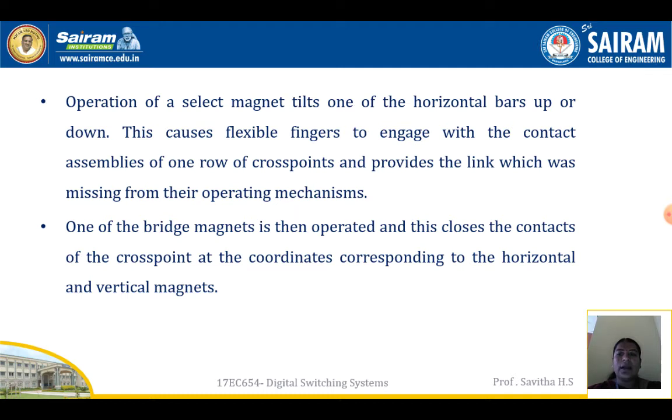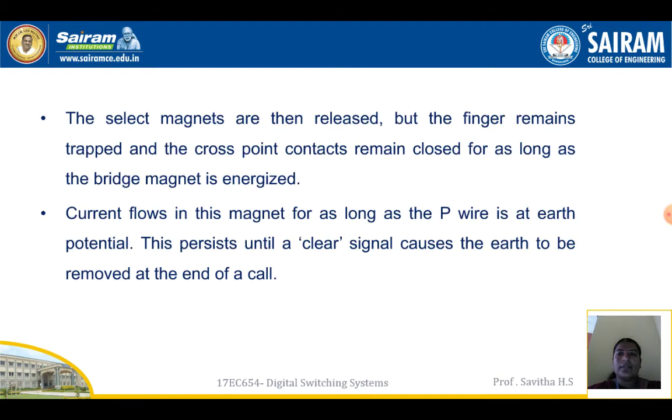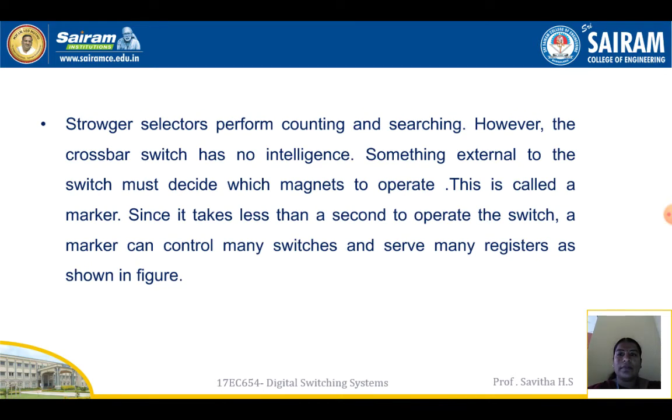One of the bridge magnets is then operated, and this closes the contact of the cross point at the coordinates corresponding to the horizontal and vertical magnets. The select magnets are then released, but the finger remains trapped and the cross point contacts remain closed for as long as the bridge magnet is energized. Current flows in this magnet for as long as the P wire is at earth potential. This persists until a clear signal causes the earth to be removed at the end of a call.